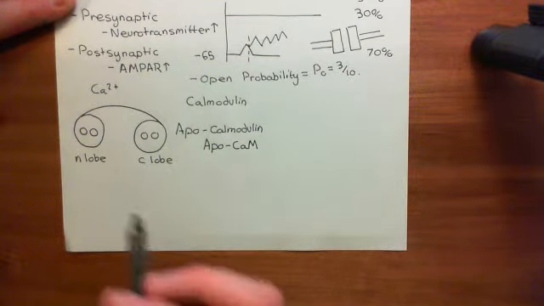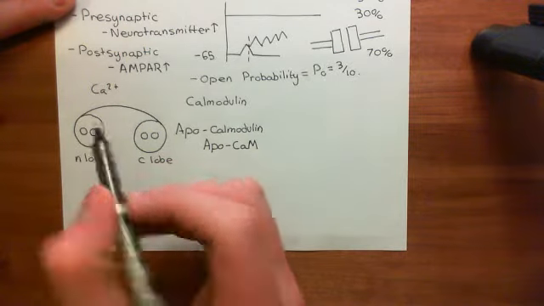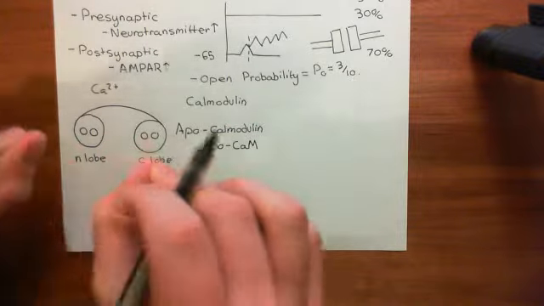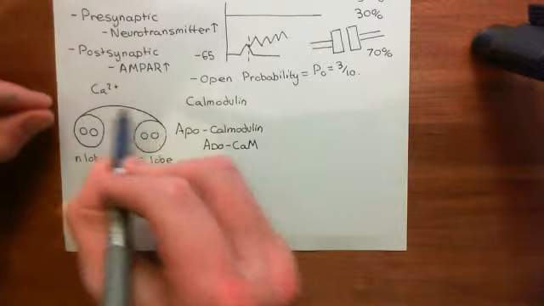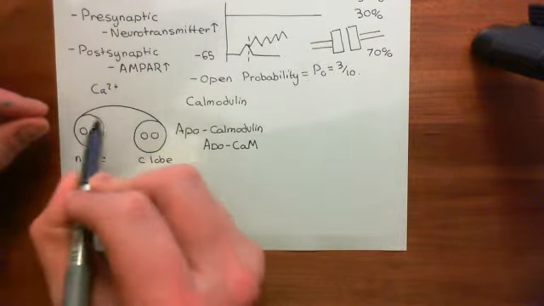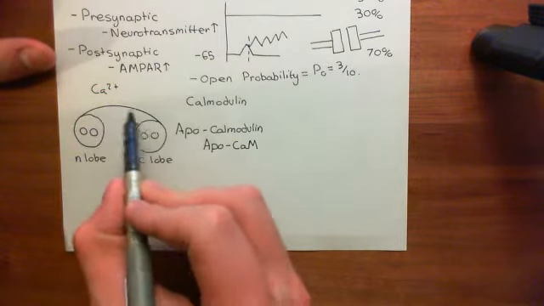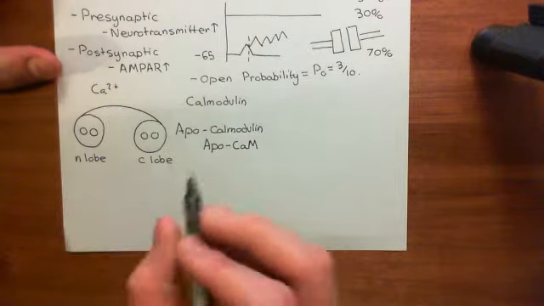Now apocalmodulin has this sort of hunched over structure. I hope I've shown you how it's bent over. It's hunched over like this. There's a curve to its backbone, if you like. Meanwhile this linker polypeptide is actually perfectly linear, so it's just amino acid after amino acid after amino acid.